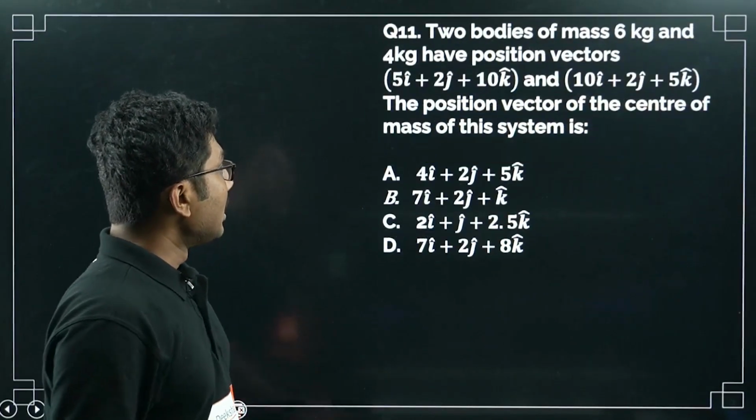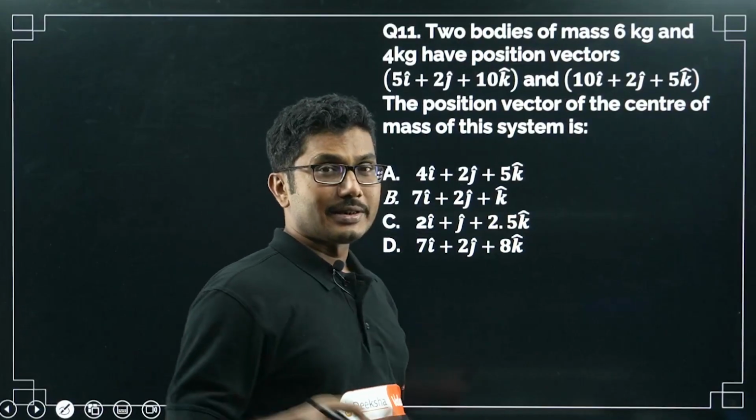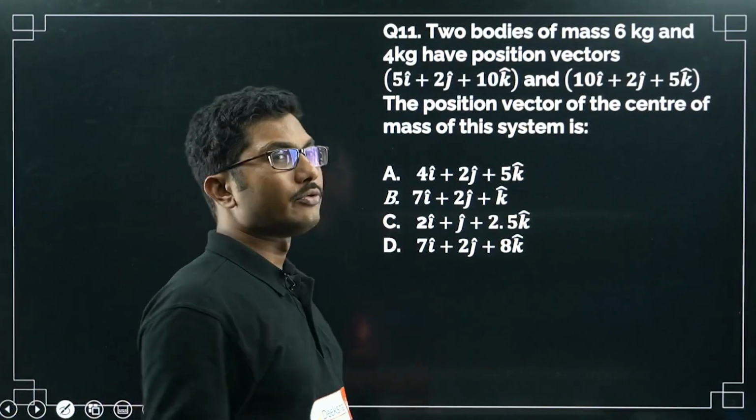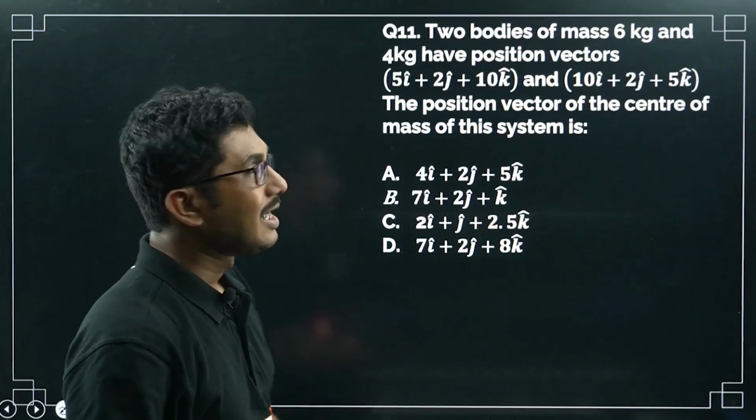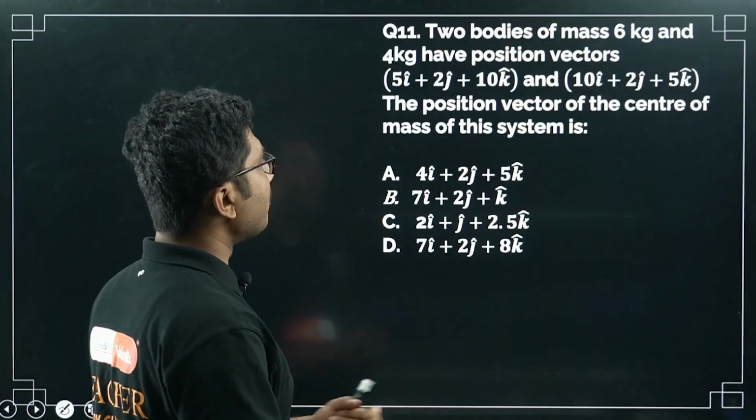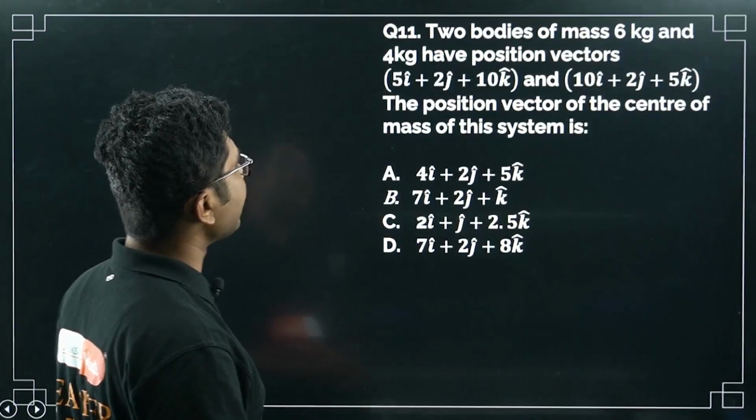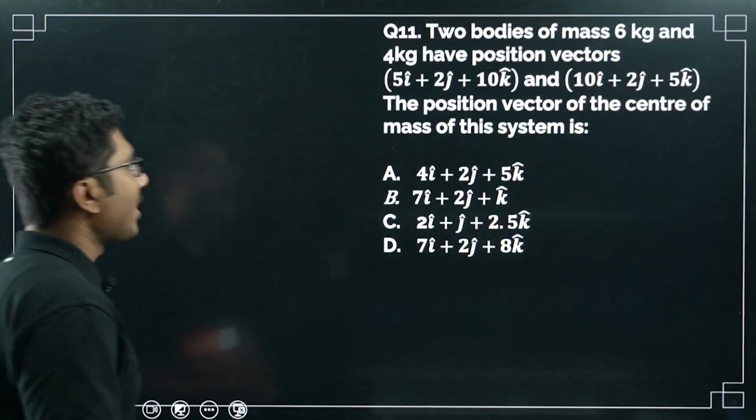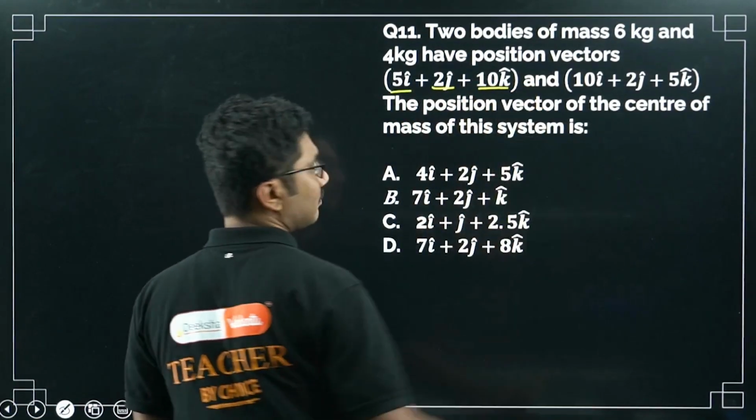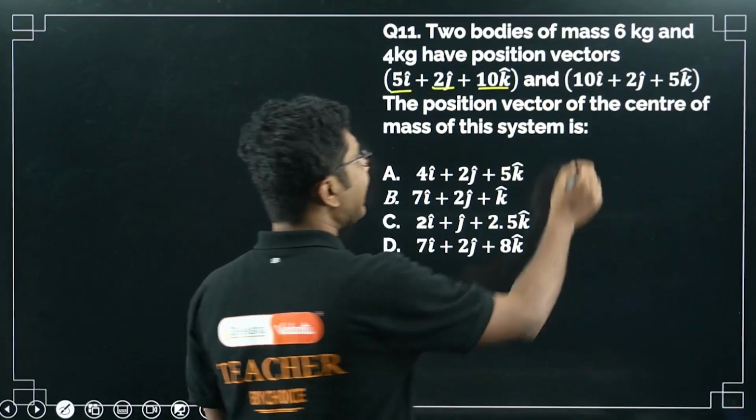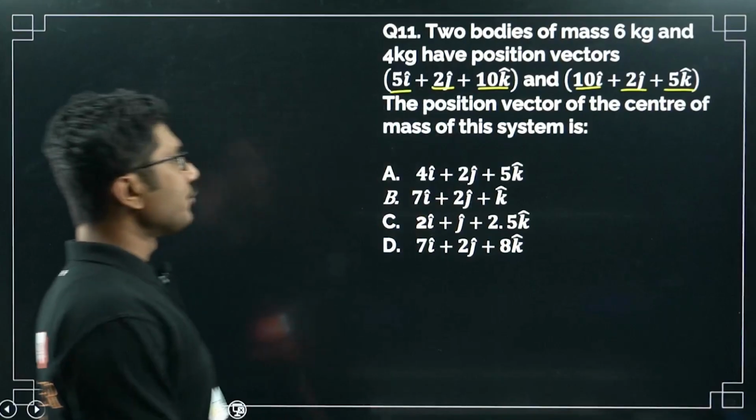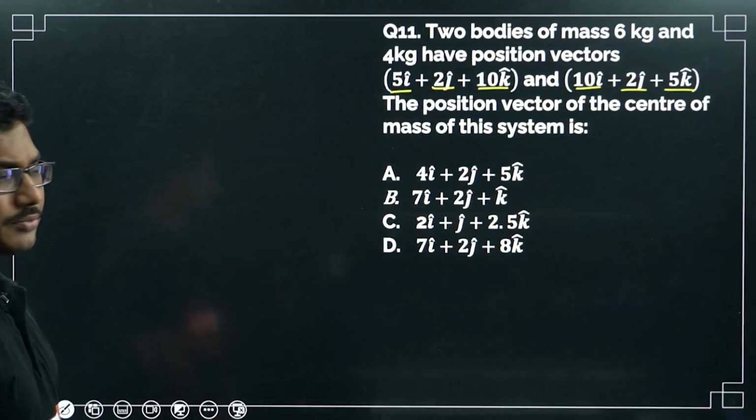Now let's move on to the next part. Here it is the system of particles and rotational motion part. From question number 11 to question number 20 are system of particles and rotational motion chapter questions. So first, two bodies of mass 6 kg and 4 kg have position vectors 5i plus 2j plus 10k and 10i plus 2j plus 5k. The position vector of the center of mass of this system is.